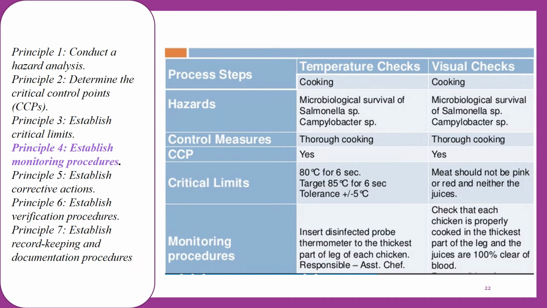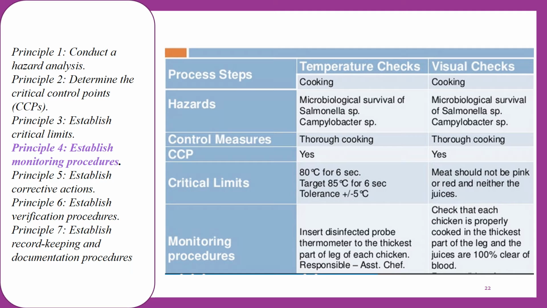So this is a table in which different hazards have been described and the temperature checks and the visual checks have been determined. The processing step is cooking in both the cases. The hazard is also the same, which is that of microbiological survival of Salmonella and Campylobacter species. The control measures are thorough cooking. Critical control points have been determined.